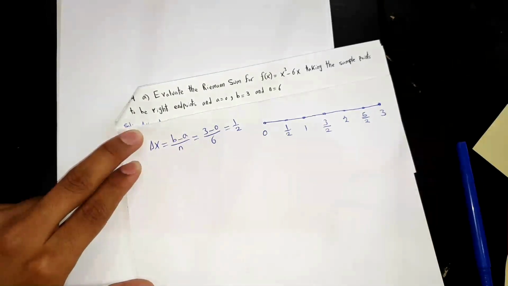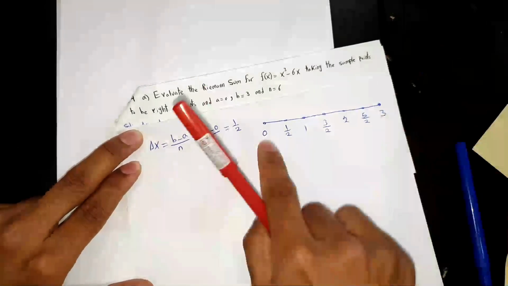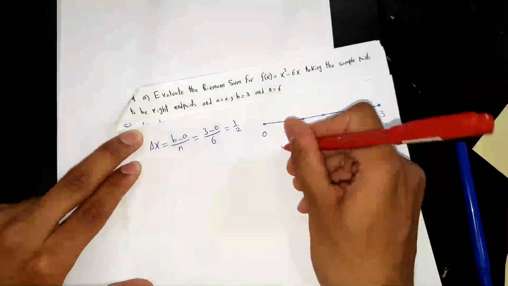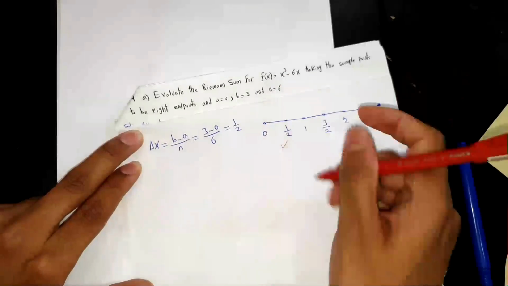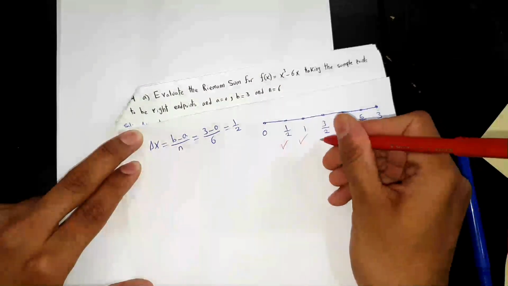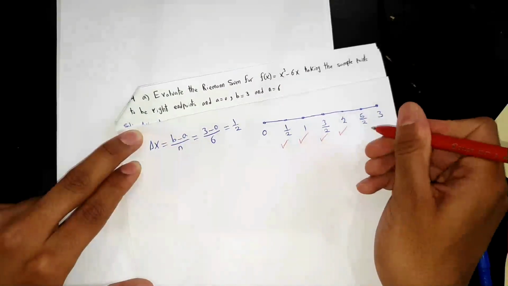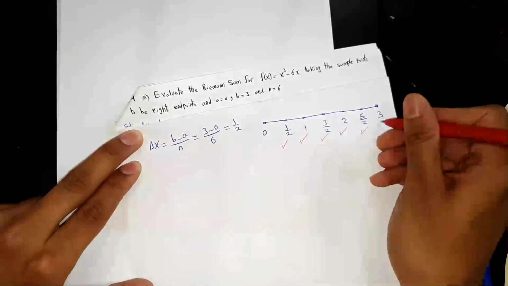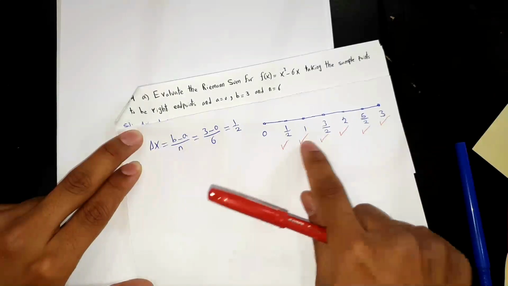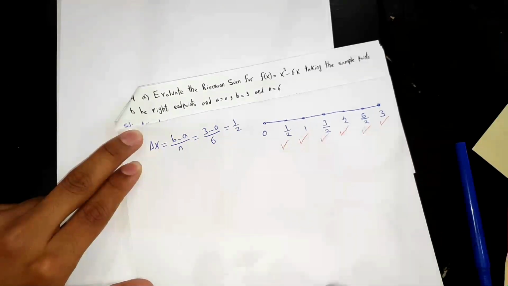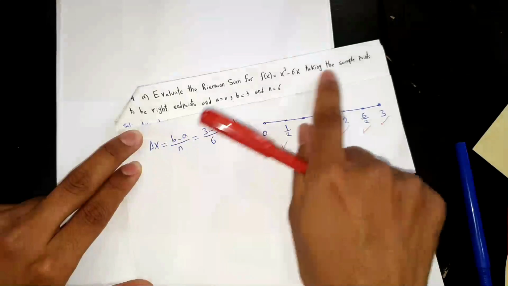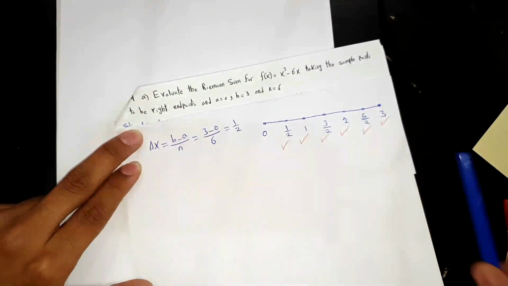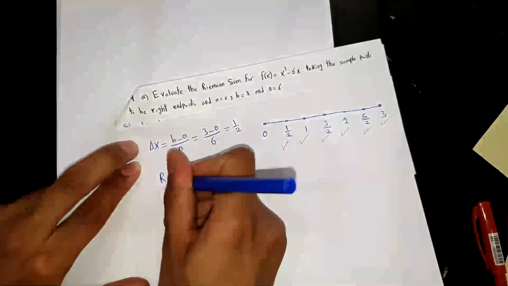Now, he said use right endpoint. So what is my right in the first interval? It is half. So we will take it. What is my right in the next interval? It is 1. I will take it. And here I will take 3 over 2. And here I will take 2. And here I will take 5 over 2. For the last interval, my right is 3. So as we said before, take all the numbers except the last one on the left, because we are using right endpoints.